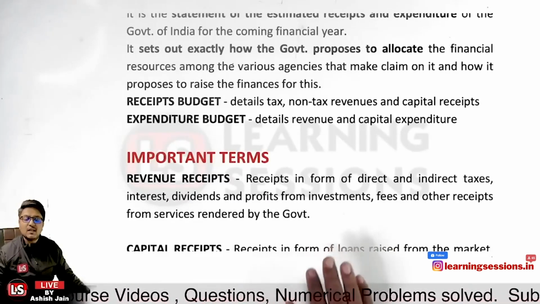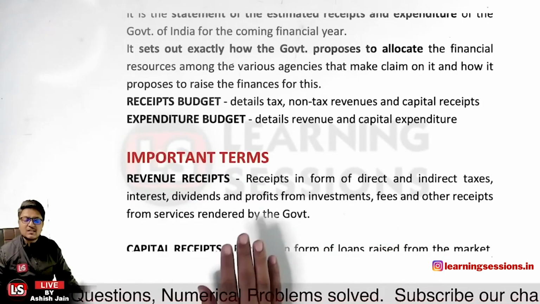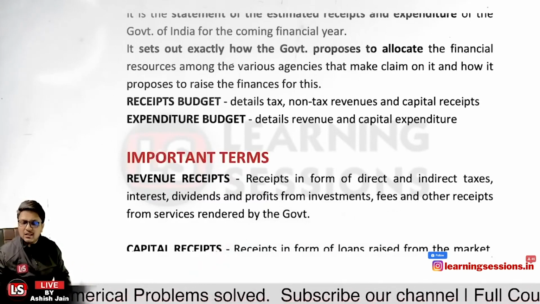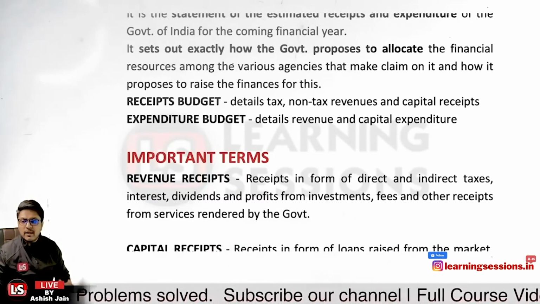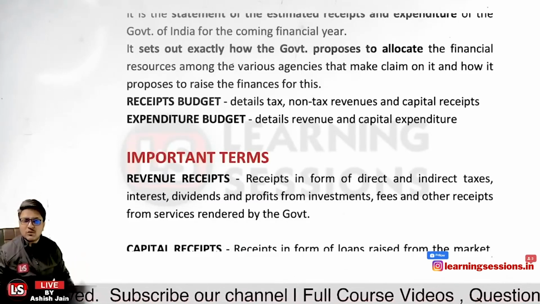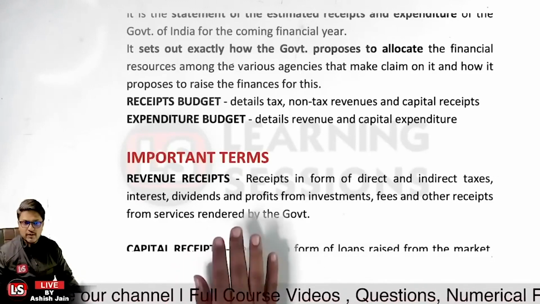That is basically the indirect tax. Other than that, it may be the case that the government is receiving interest. It may be the case that the government has lent money to the state governments, or to some overseas governments. In that case, the government will also be earning interest. So that is also a revenue receipt.